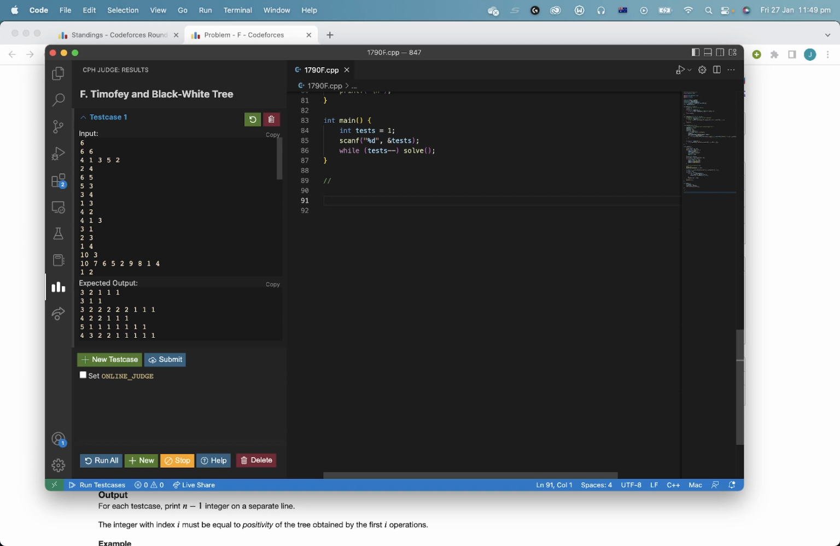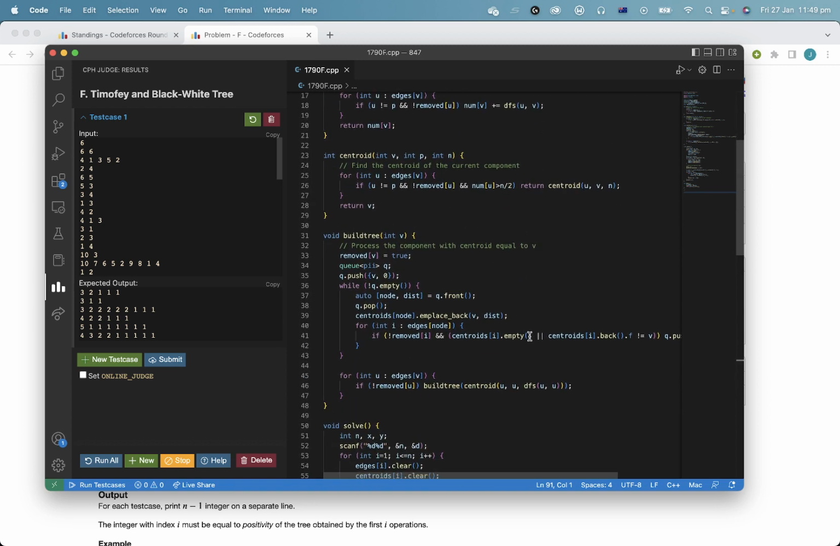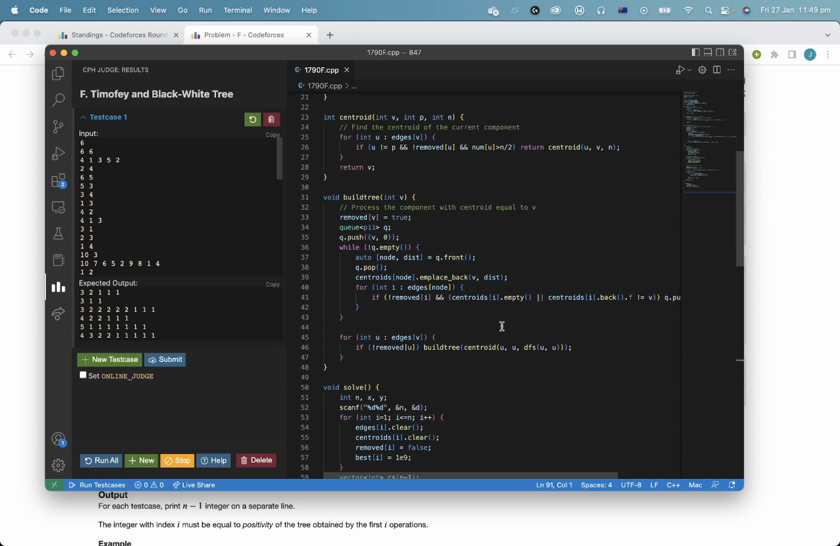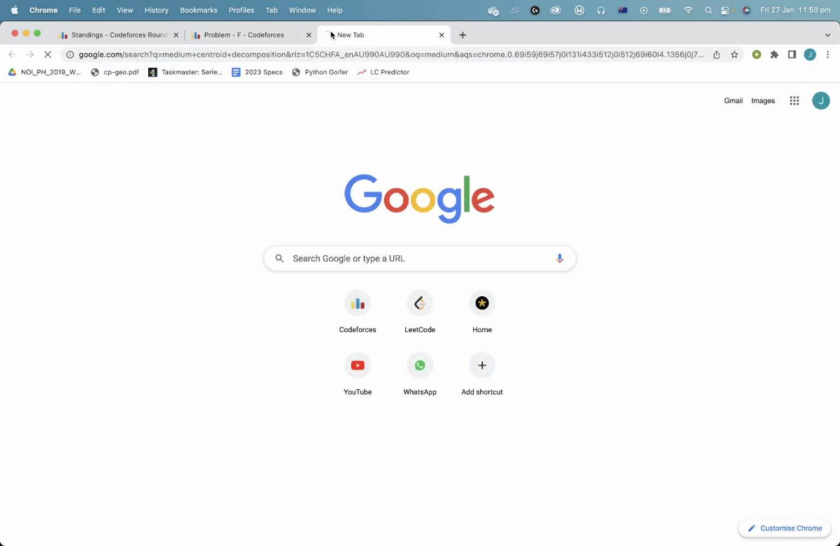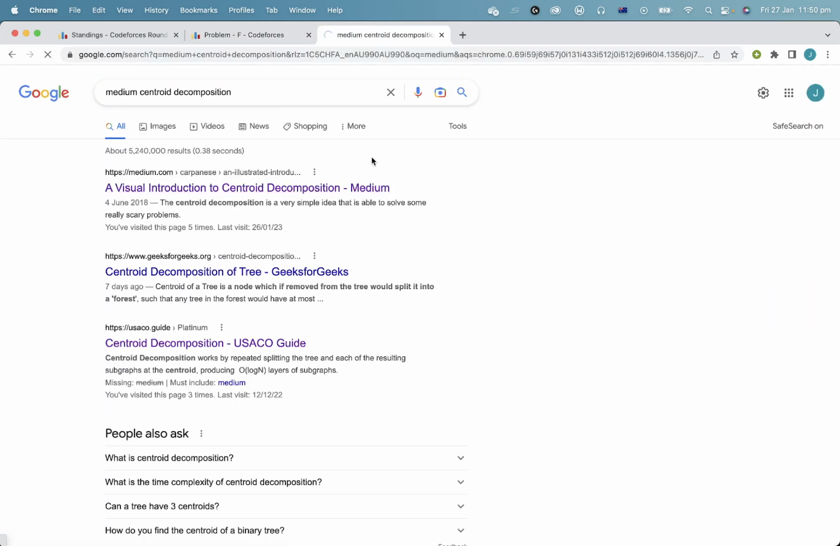When we're doing our centroid decomposition, at any time we are recursing on some connected component. What we do is find the centroid of the current component, then we remove all edges involving that centroid, and that splits our current subtree into multiple other subtrees, and then we recurse on those subtrees. And here is a Medium post which explains this significantly better than I do.